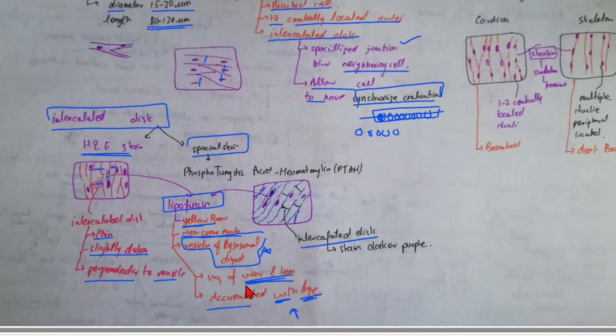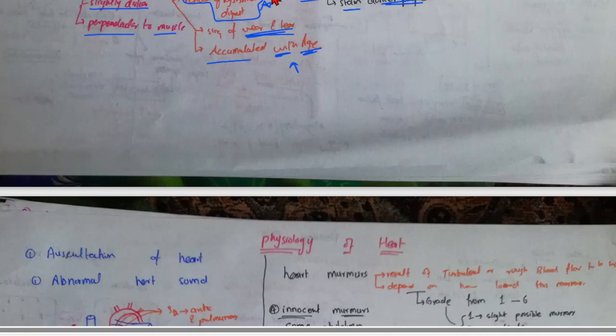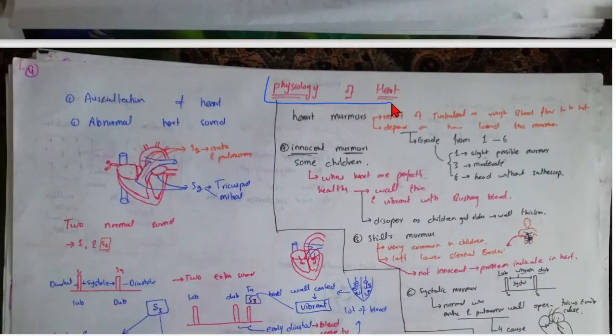Another point is that you can use a specialized stain for the intercalated discs, for example phosphotungstic acid hematoxylin, PTAH. If you use this stain, the intercalated discs become darker purple, so you can see them easily. So that is the histology. We have explained all the histology. Now we will explain the physiology of the heart, in simple form.